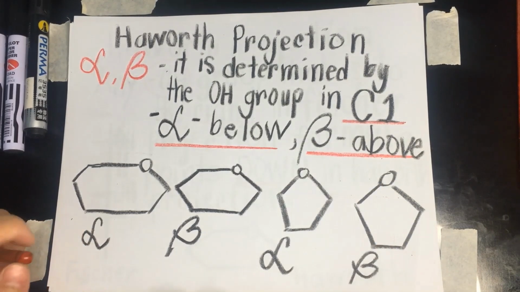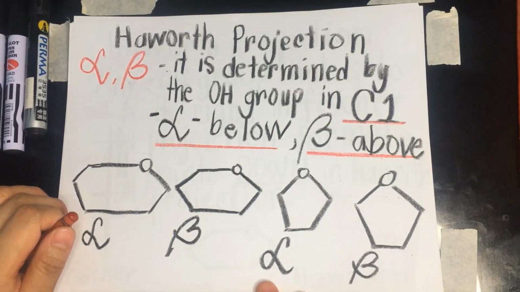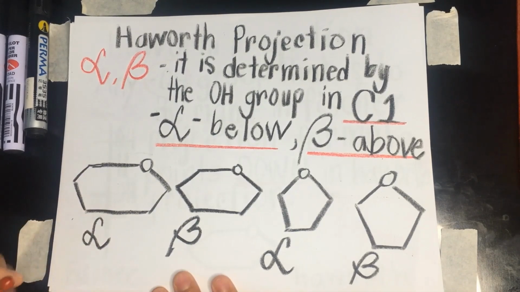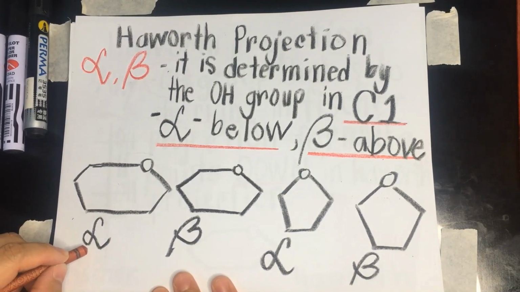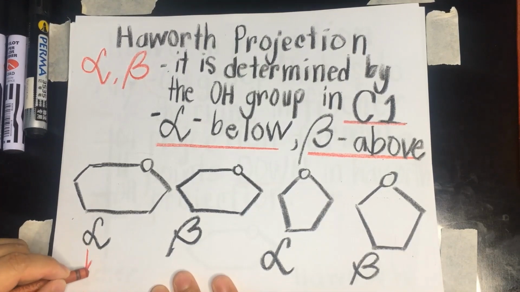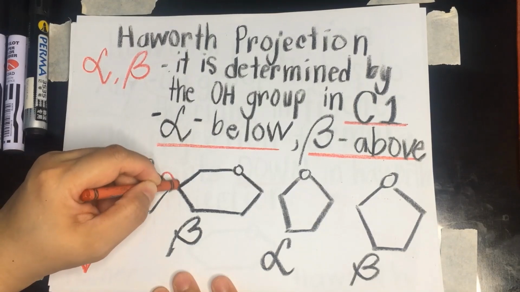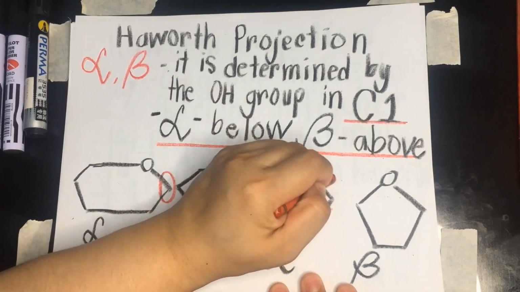Let us now put the different alpha or beta configuration in our pyran ring and furan ring, or, since they are sugar, they are now pyranose ring and furanose ring. We have here alpha. Again, when we talk about alpha, it is pointing downwards. So, our main focus will be on carbon number 1.